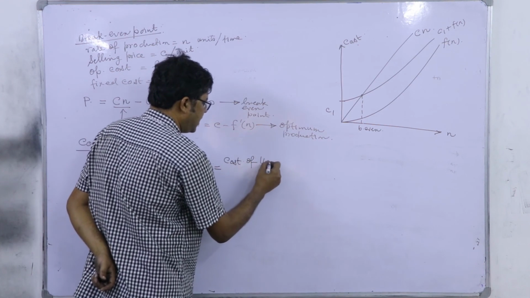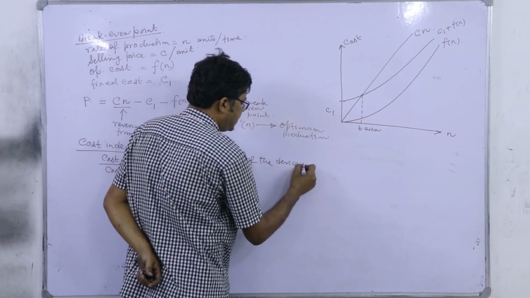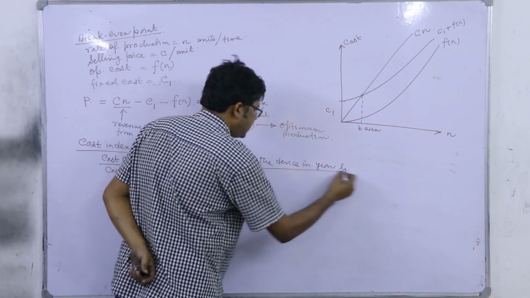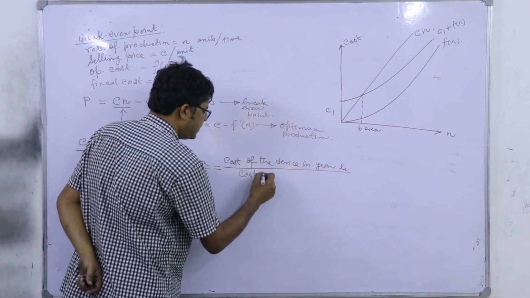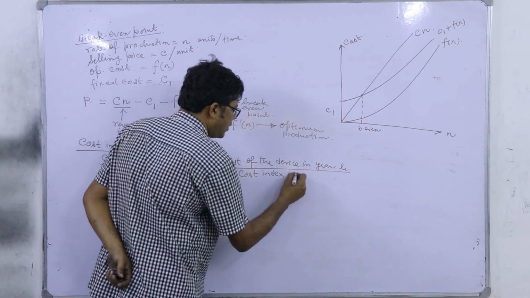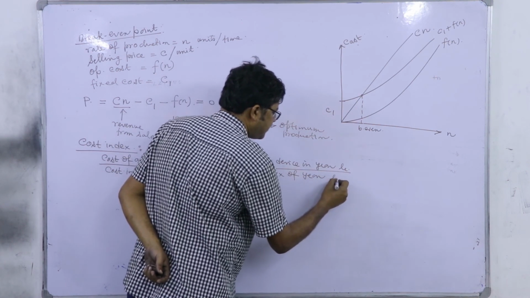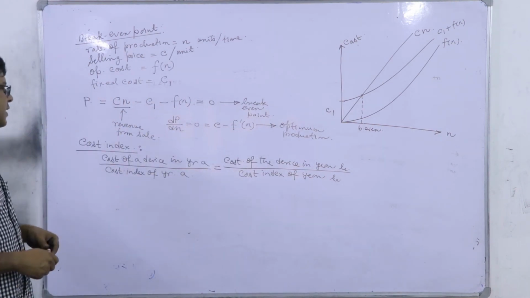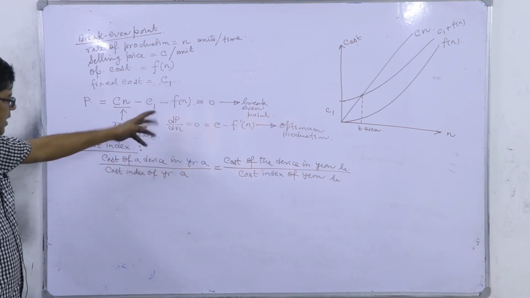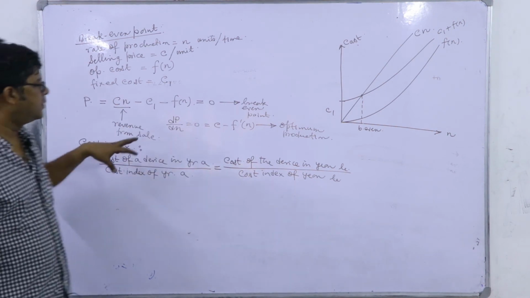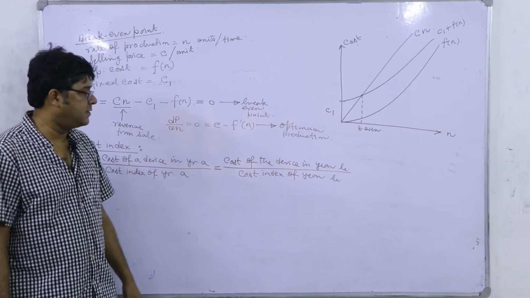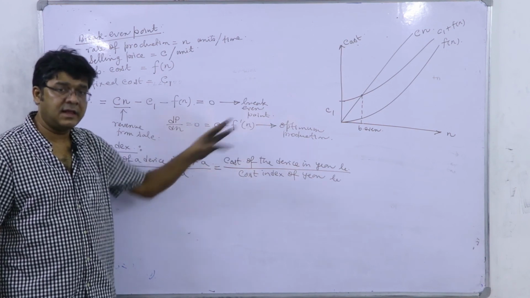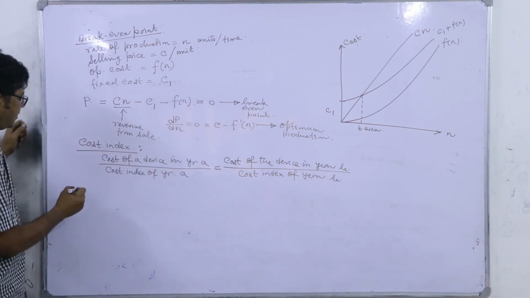So, the cost of the device in year B divided by the cost index of year B. So, in this way we have to use this cost index formula, and we have to update the cost of a device in year B knowing its cost in year A and the cost indices of year A and year B. That is the utility basically.